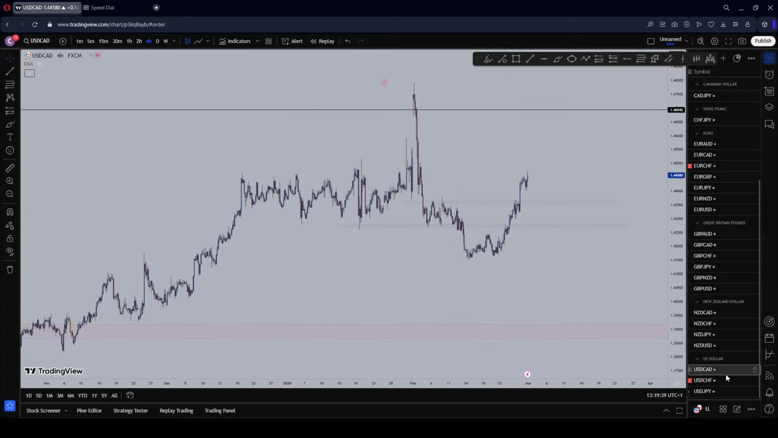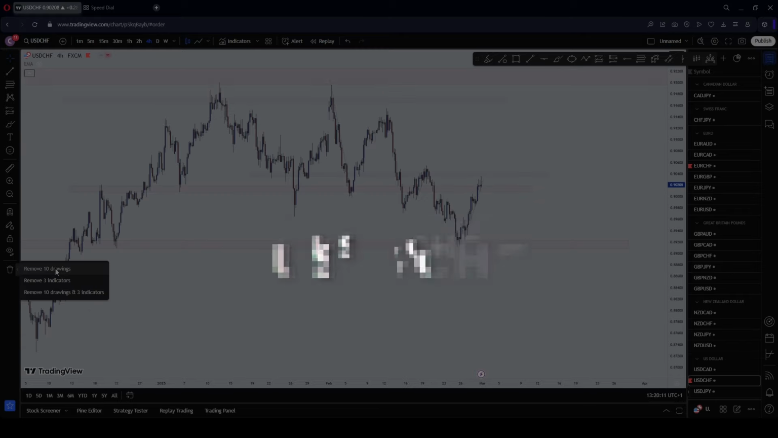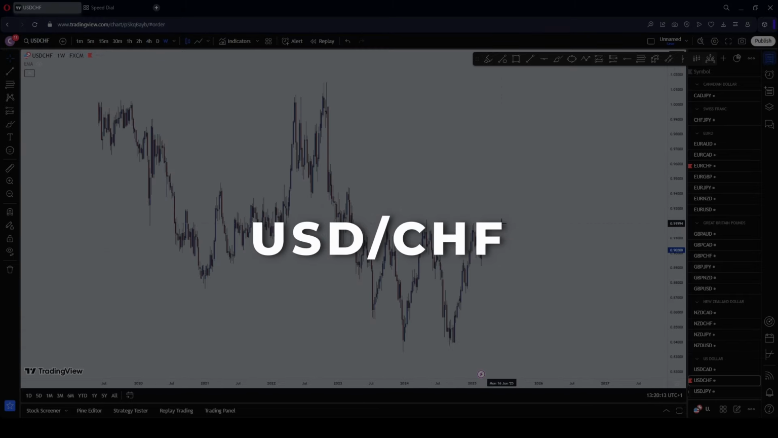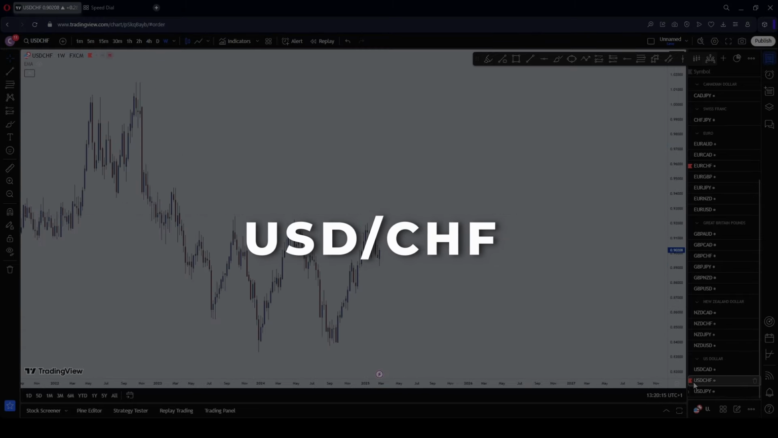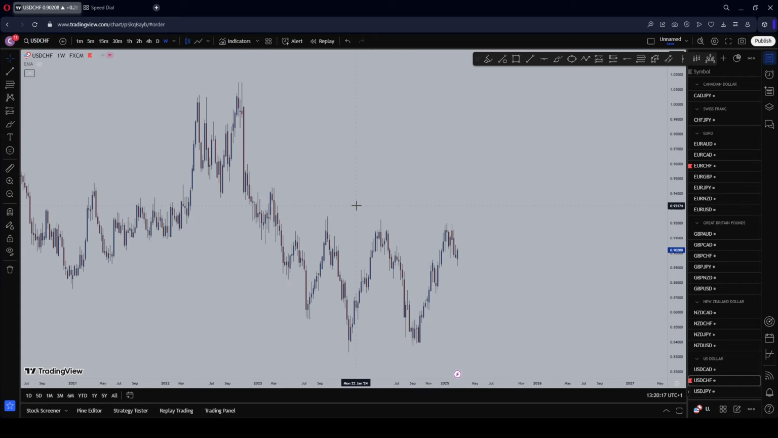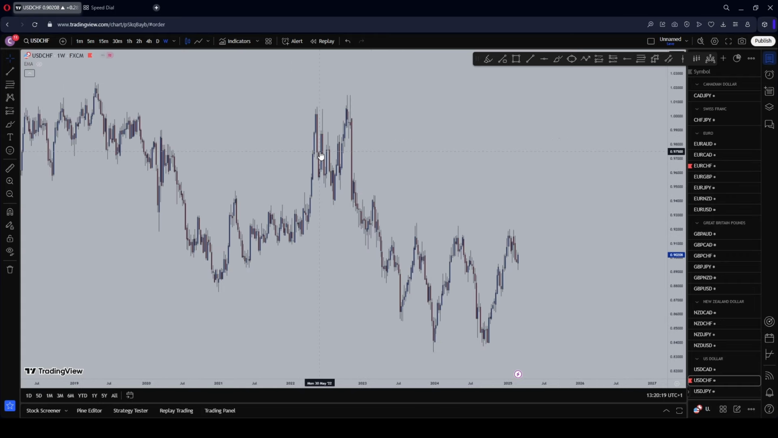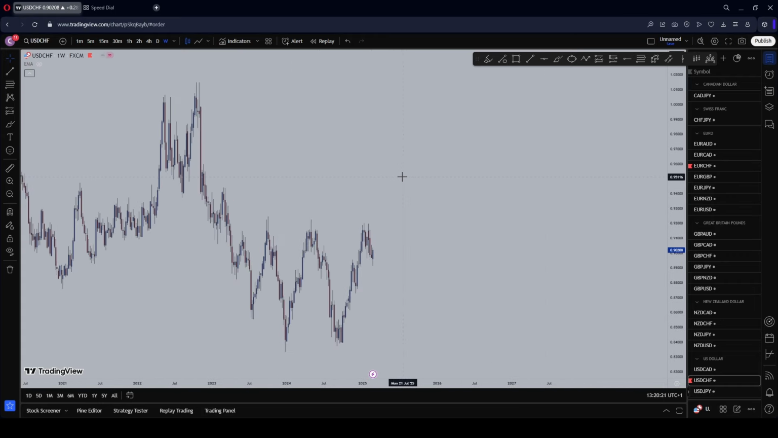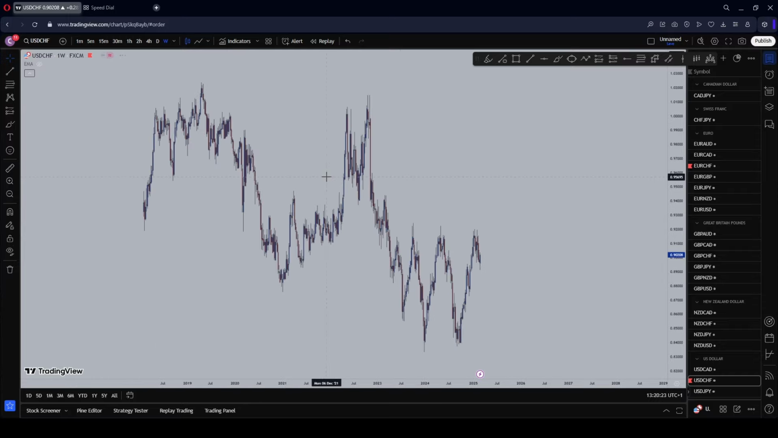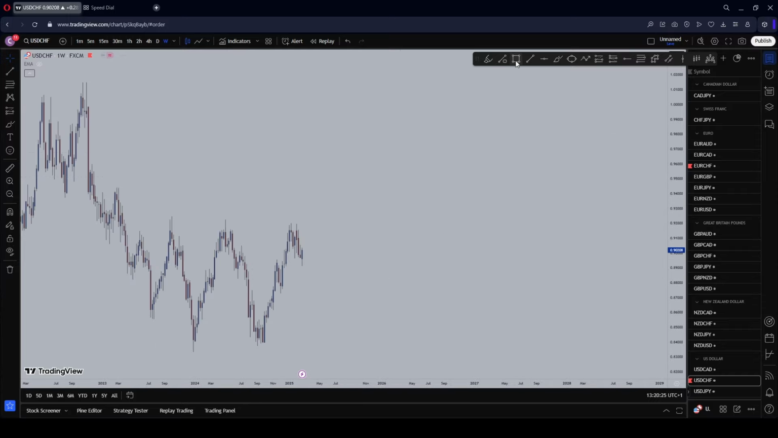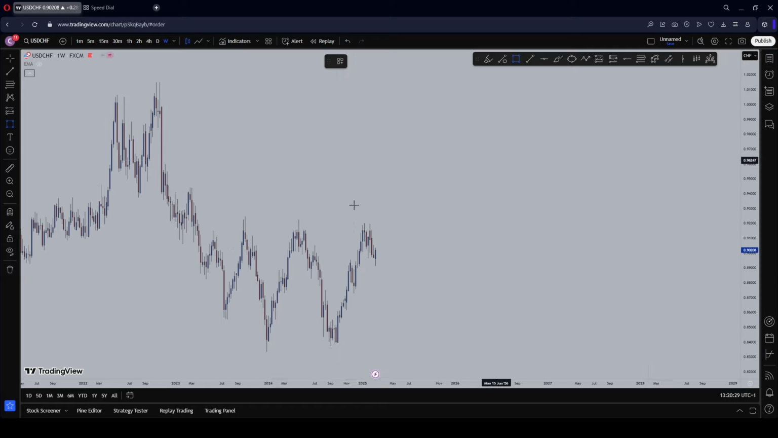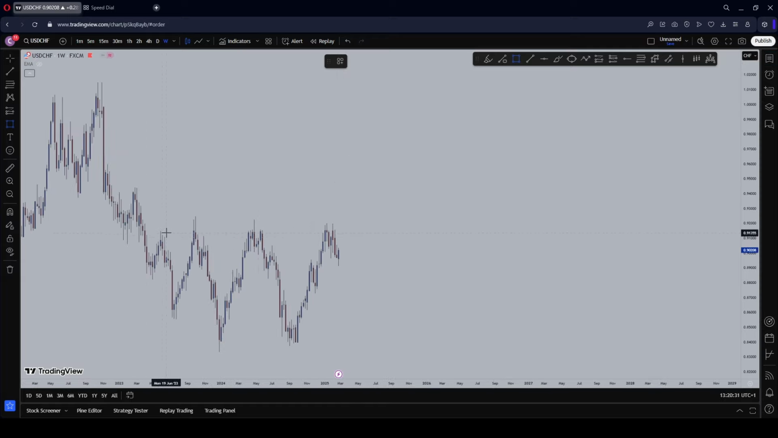I think I marked USD CHF. Since I already highlighted USD CHF before, let's just quickly look at it and see what trading opportunities it presents for us. I trade USD CHF sometimes. I trade almost everything, because it doesn't take me long to go through and analyze all the markets. So I just have a lot of pairs on my watch list.